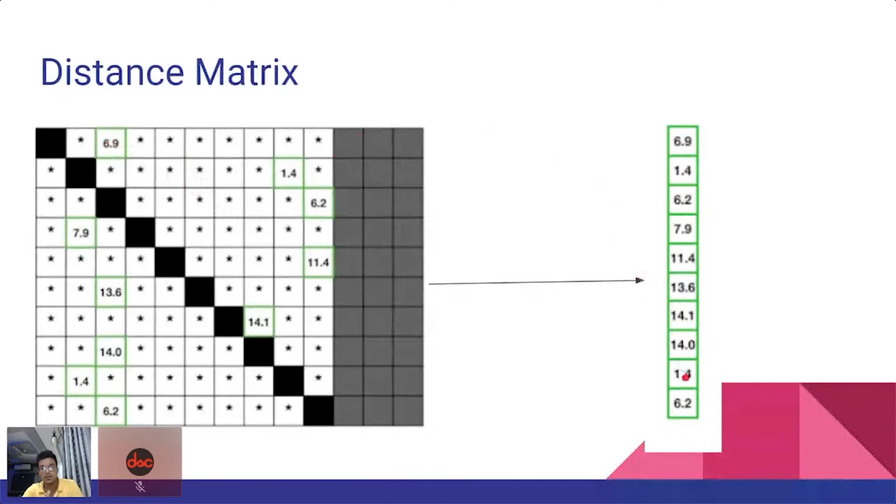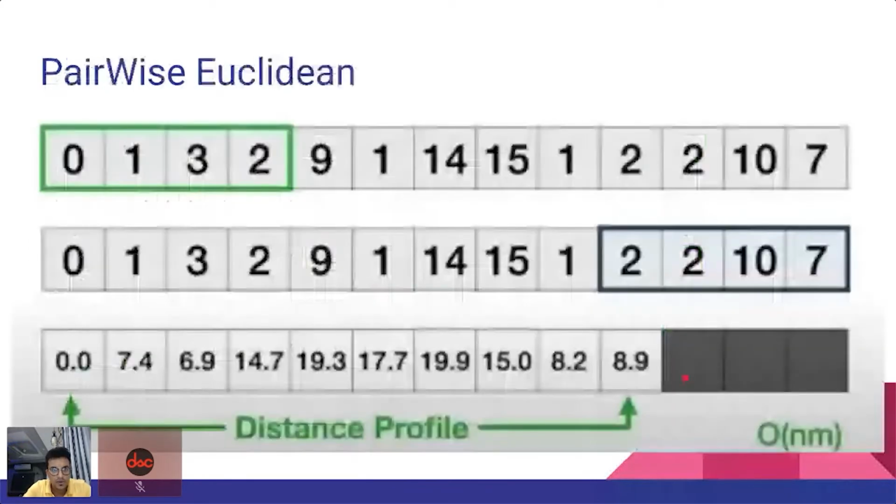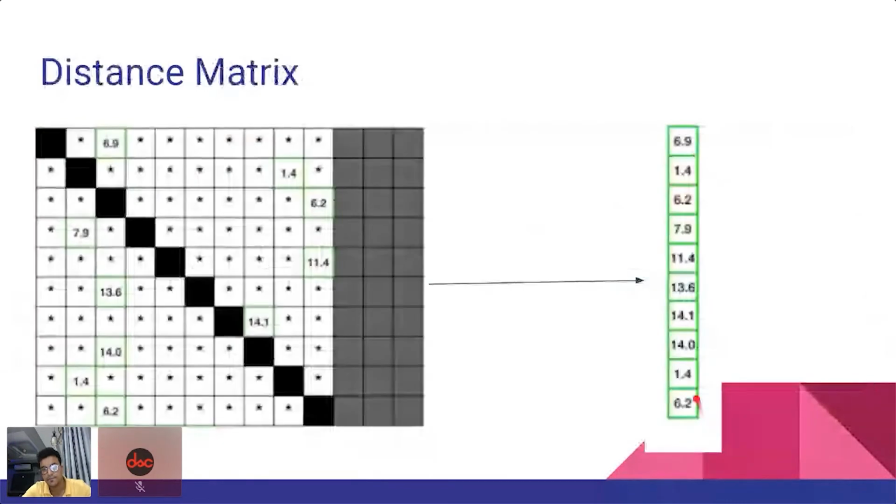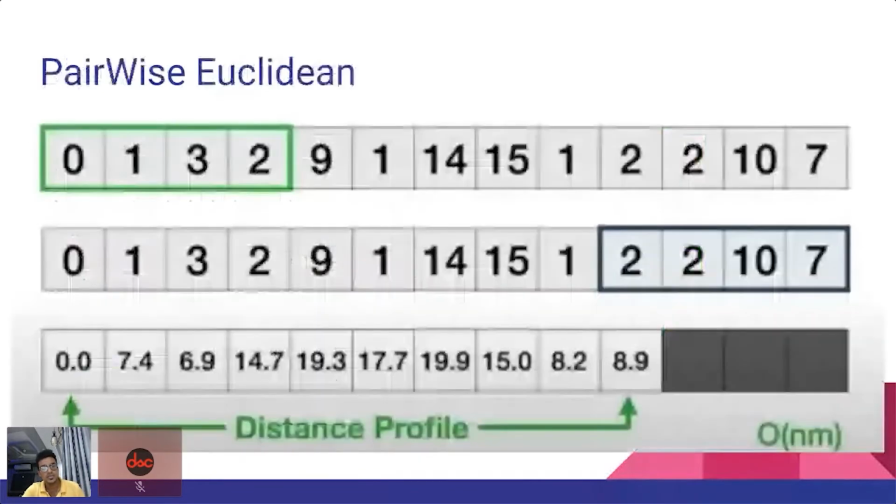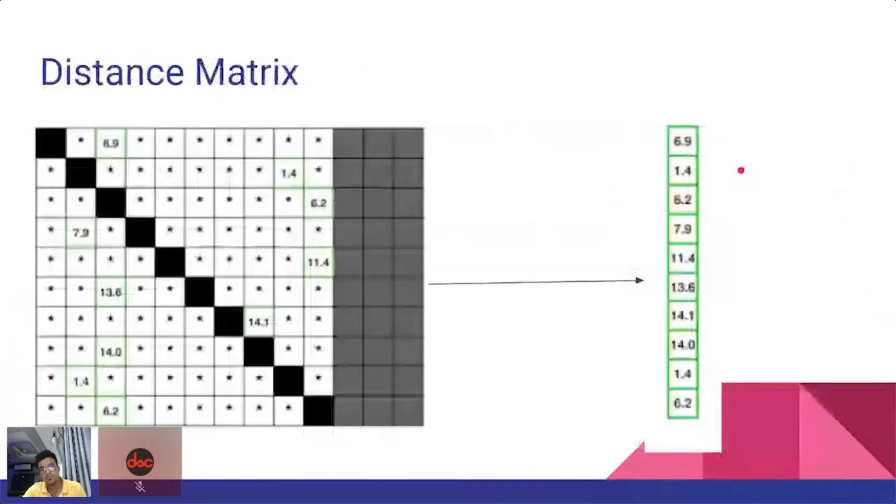separate array, right? So now what we have is we started with this 1D array, and now we have this 1D array, which is known as a matrix profile, right? Very simple. We have just transformed this 1D array, which was a time series, into this by just calculating the Euclidean distance between every subsequence with every other subsequence.